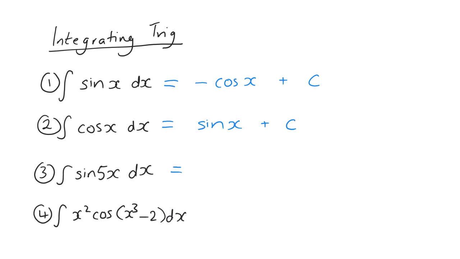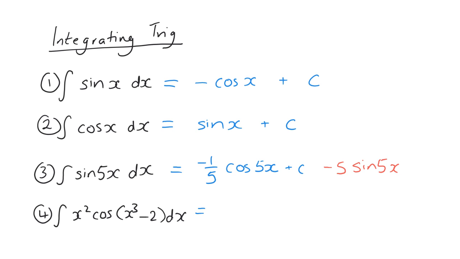Right, so now sine 5x, so you think, right, well, it has to be something to do with cos 5x. But if we differentiated that, we would get minus 5 sine 5x, times 5. So we don't want the minus and we don't want the 5. So that has to be minus a fifth cos 5x, and then your plus c.